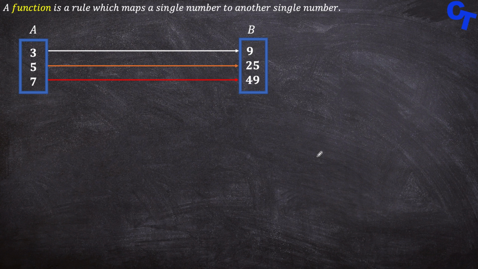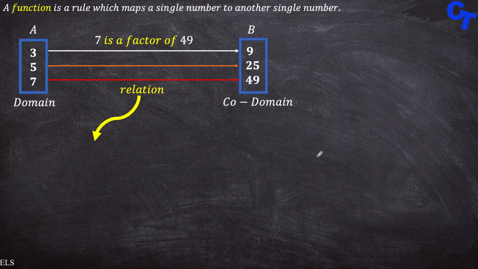And as you can see, there's a relationship. 3 is a factor of 9, 5 is a factor of 25, and 7 is a factor of 49. So this relationship is what we call a relation. Set A, which controls everything, is what we call the domain, and set B, which is being controlled, is what we call the codomain, right? And this type of relationship, we call it a function.